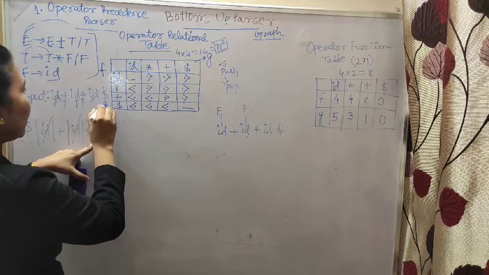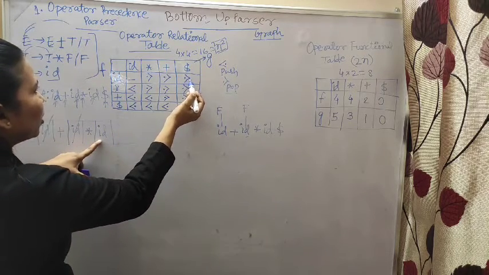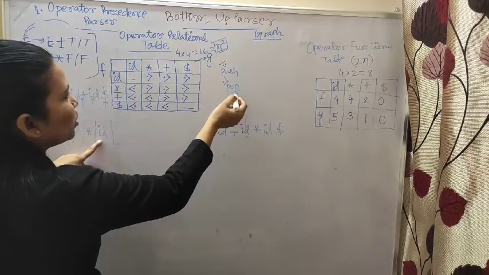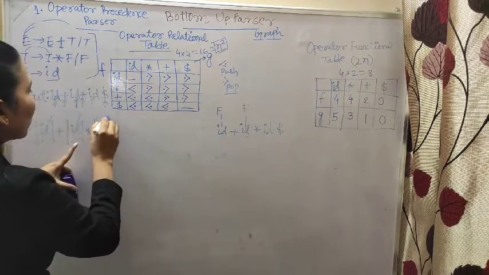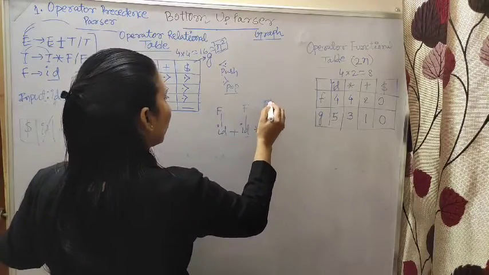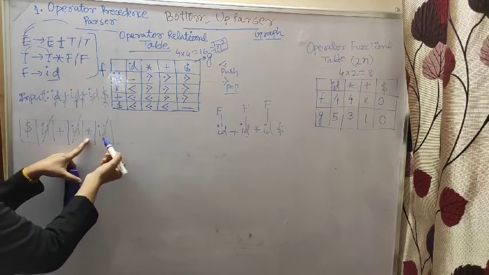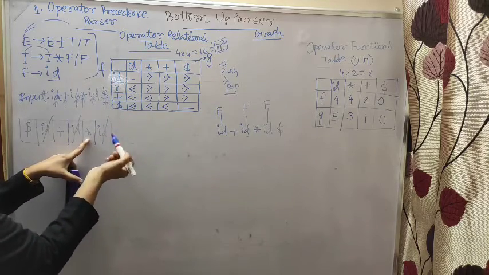Now ID and dollar will check. ID and dollar, greater than. That means pop the data. Pop what? ID. Write down ID for the F. Done. Now star and dollar, because dollar has not entered yet.